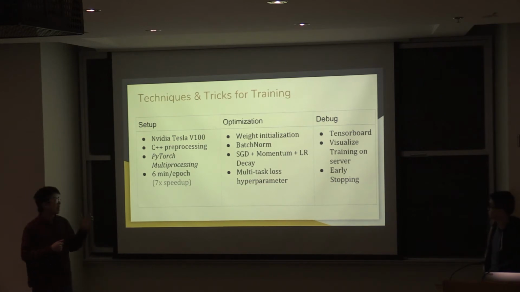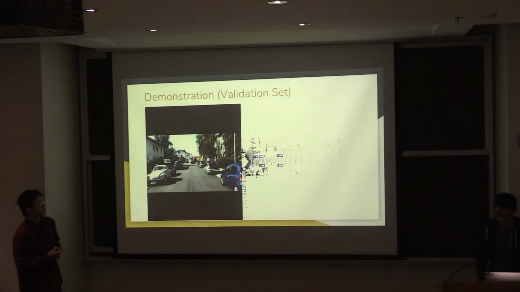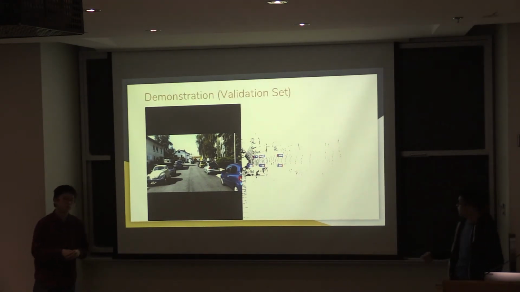Weight initialization and batch norm are the two things that we found really useful when we were training from scratch. We use stochastic gradient descent with momentum to help us train. And then we also incorporate TensorBoard into PyTorch, which allows us to visualize our training process when we are training on the Google Cloud server. And if we see, for example, that the validation loss starts plateauing, we manually decrease our learning rate.